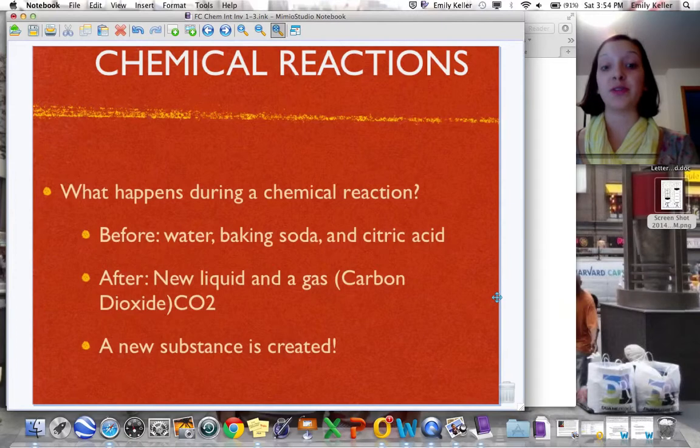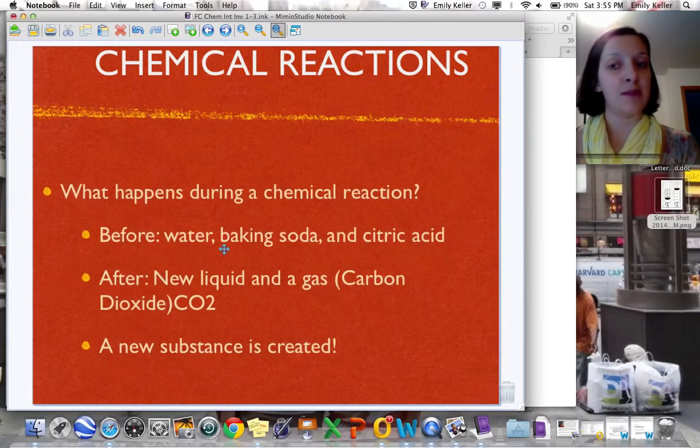Chemical reactions. We did a chemical reaction with the mystery mixture in class. I know you were in for a little bit with that. But with that being said, I just want to square away some big ideas here. Before a chemical reaction, with our chemical reaction in class, we started with water, we started with baking soda, and with citric acid. 3 separate substances.